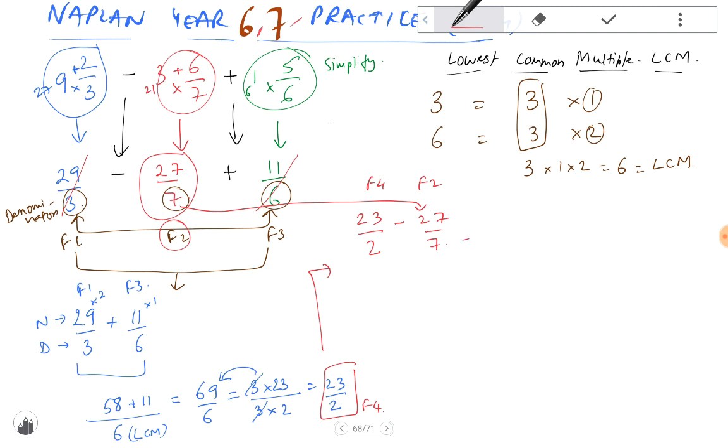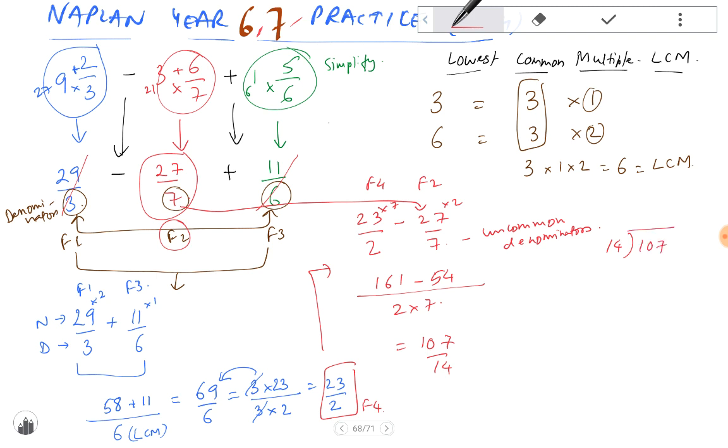Now we know that we have uncommon denominators. So in this case, the denominator would be 2 times 7, and you multiply this numerator by 7 and this numerator by 2, which should give us 23 times 7 is 161 minus 27 times 2 is 54, and we are left with 107 by 14.